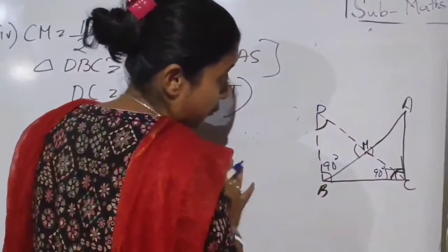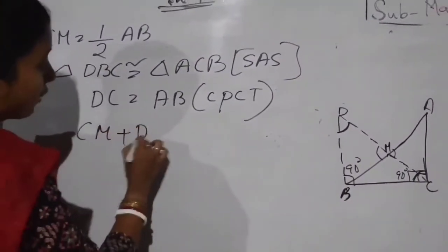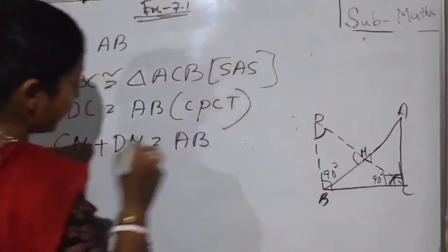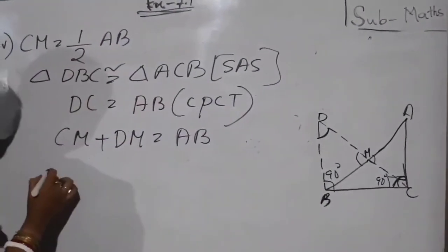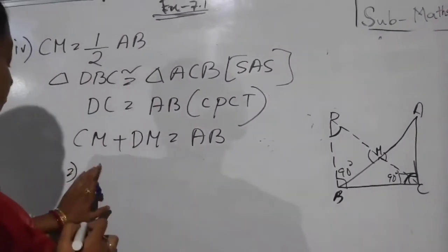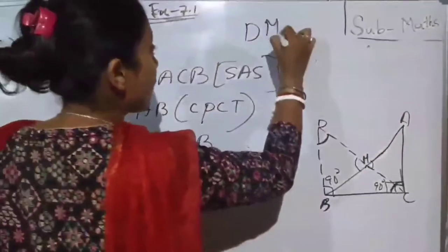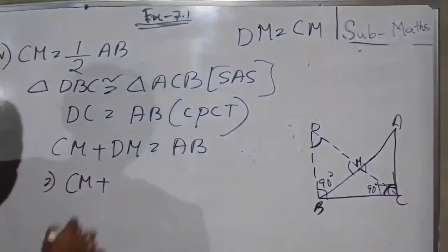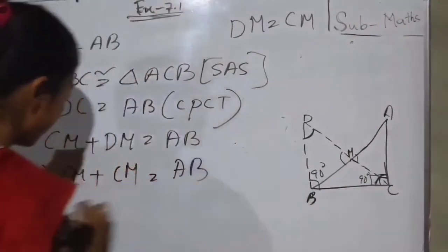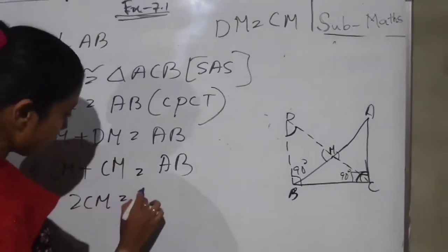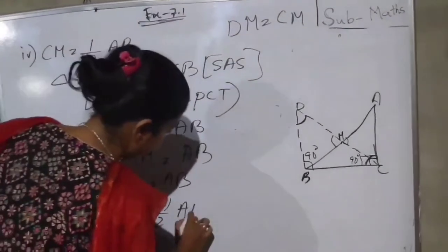So now you see DC, what can we write? DC we can write as DM plus CM, and AB, keep it like this. Since we have to prove CM equal to half of AB, this side AB will remain the same. It was given that DM equal to CM, so instead of DM we can write CM. So this will come 2CM equal to AB, so CM equal to half of AB.